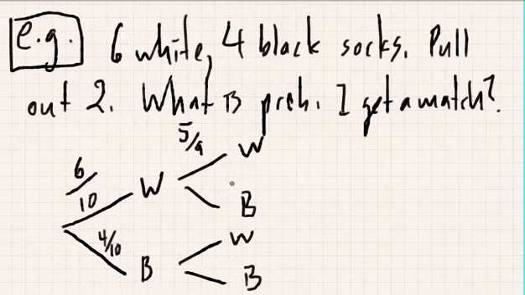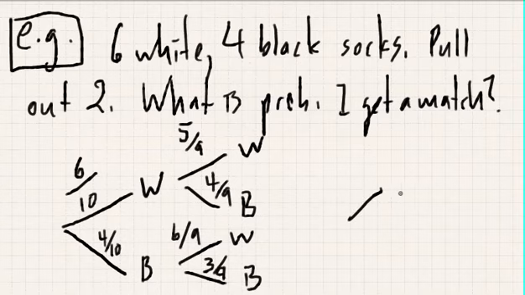The probability I choose a black sock is, well, there's still 4 in the drawer, and there are 9 total socks left, so it's 4/9. If I choose a black sock first, the probability I choose a white sock is, there's 6 white socks left, so 6 out of 9. And the probability I choose another black sock is, there are 3 black socks left, out of 9 socks total. So let's notice, for example, let's just look at this first branch.